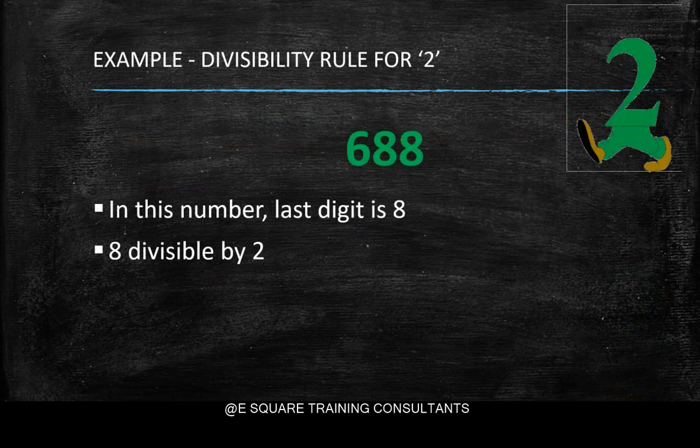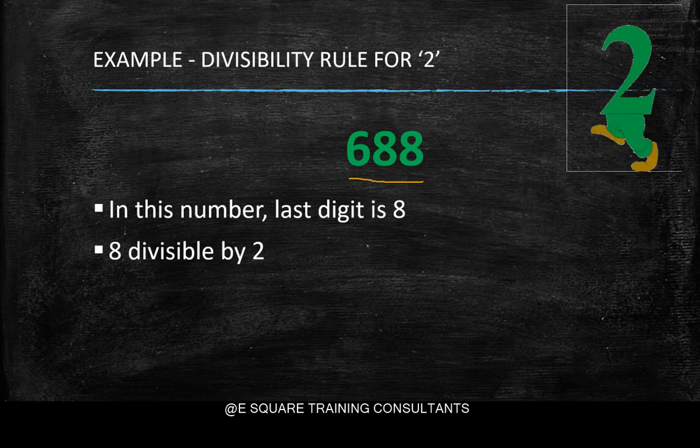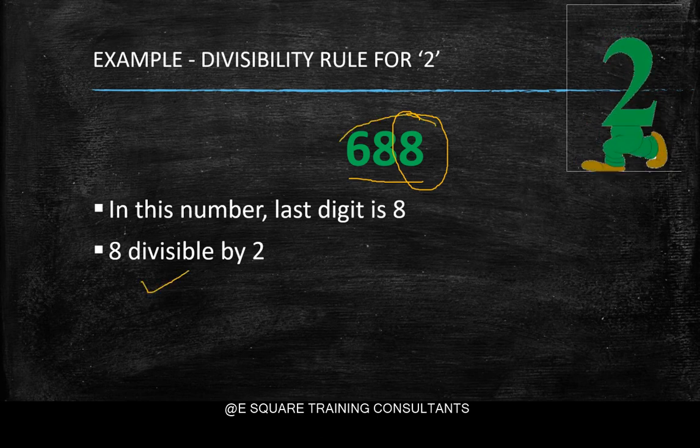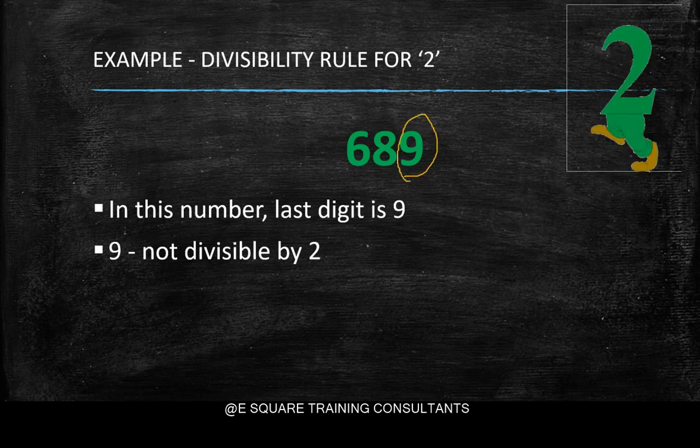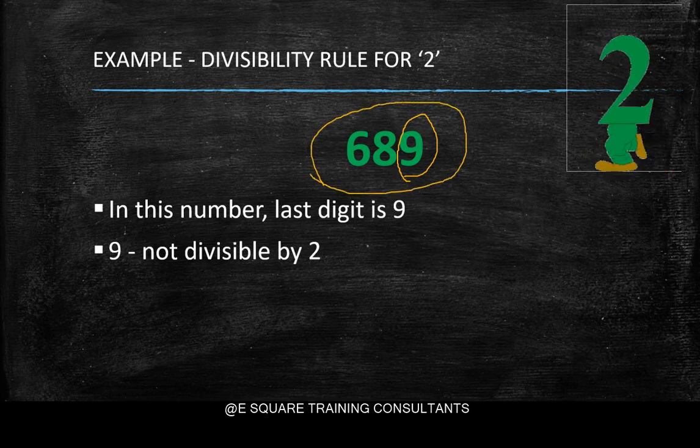Let us see examples. Here I have taken the example 688. In this number, the last digit is 8, which is an even number. So naturally 8 is divisible by 2, so 688 is also divisible by 2. Whereas if I take the next example, 689, here the last digit is 9, which is not an even number, or I would say 9 is not divisible by 2. Therefore, this whole number is not divisible by 2.